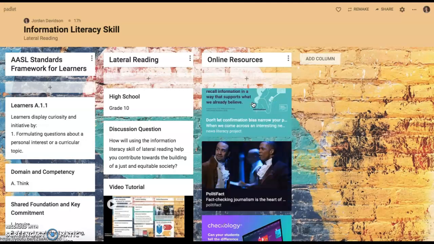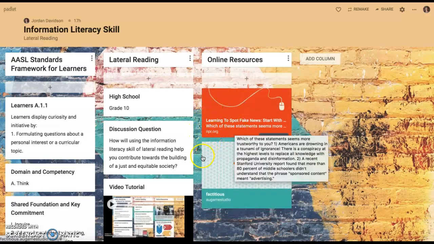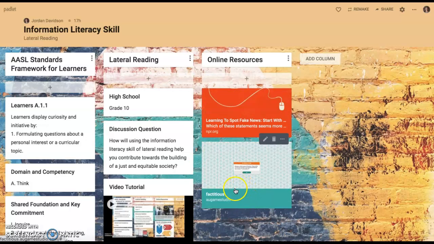The last few resources at the bottom, the npr.org and Factitious, done by Augmenta Studio, are a few resources for activities for you to practice lateral reading. They ask you to decipher between fact and fiction. They give you examples, and then of course you can do your lateral reading, opening new tabs and seeing if you can figure out the information from these examples, whether they're fact or whether they're fiction.